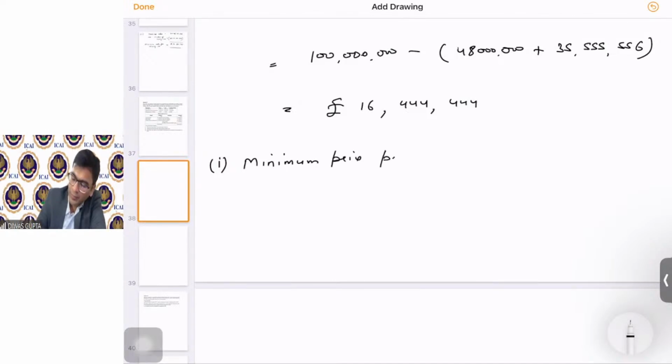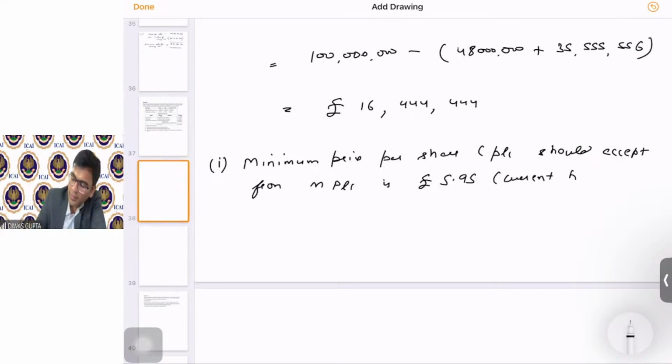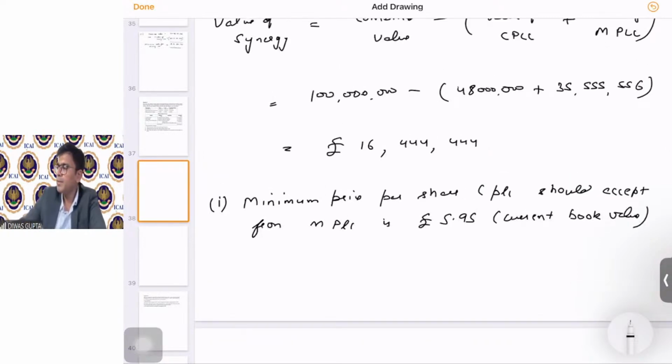Minimum price per share CPLC should accept from MPLC is 5.95, which is the current book value. Okay, students, I hope this is clear.